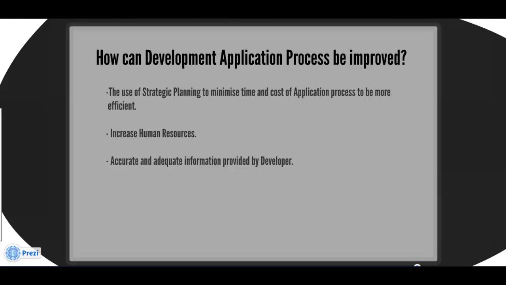Last but not least, one of the ways to improve DA process is by the use of strategic planning. This will increase certainty and therefore development will be more efficient. The other two ways are increasing human resources for the project, and only accurate and adequate information will be provided by developer to the council.